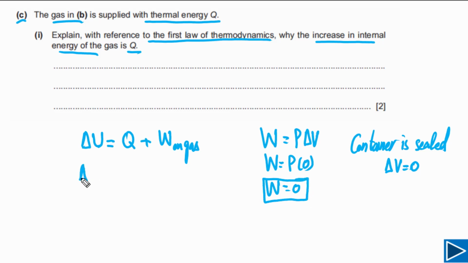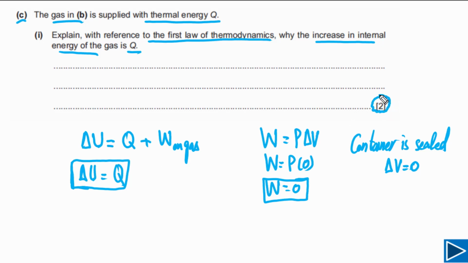So here we can simply say that delta U in this case is equal to Q. So the increase in internal energy is only due to thermal energy, or simply you can say change in internal energy is equal to Q. So 2 points we have to mention for this one. This question has 2 marks.